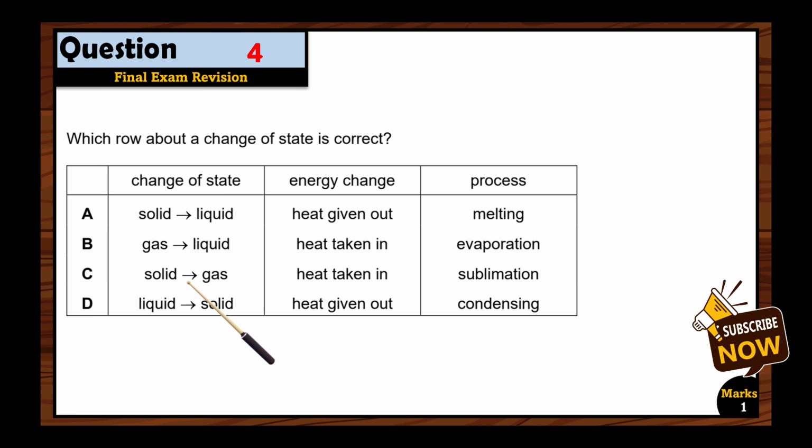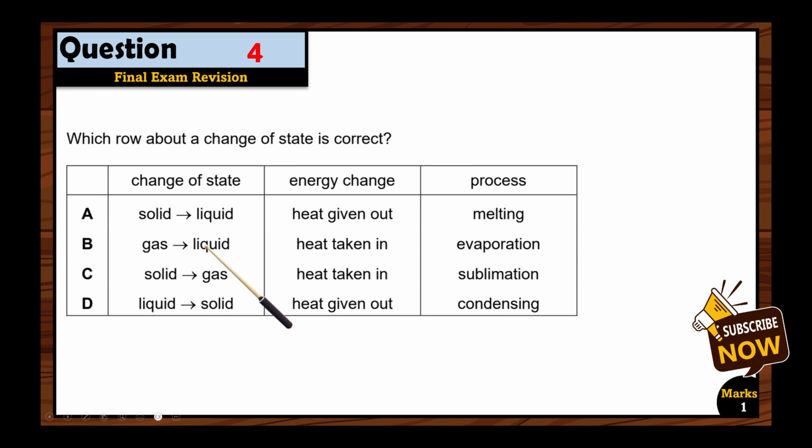Let's see question number 4. Which row about a change of state is correct? Now let's see the changes of state: solid to liquid, gas to liquid, solid to gas, liquid to solid. Let's look at the energy change and the process. When a solid is converted into a liquid, we already know that the solid particles are compact together, right? So when the particles move far apart from each other, the energy is always taken in. If you see heat is given out, that means it's wrong. So this option is rejected.